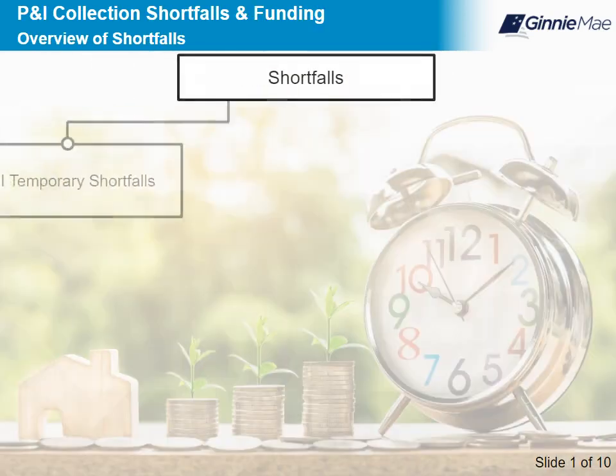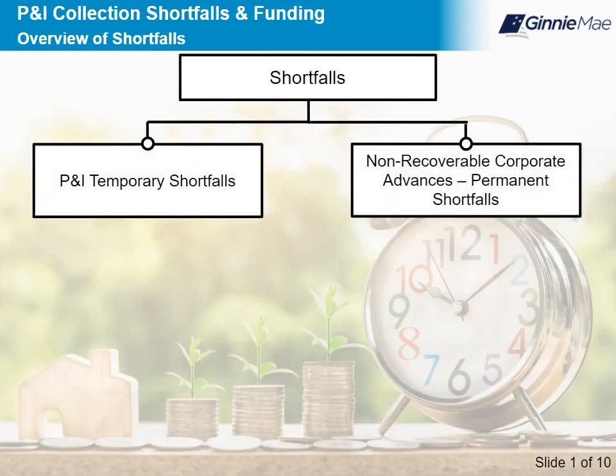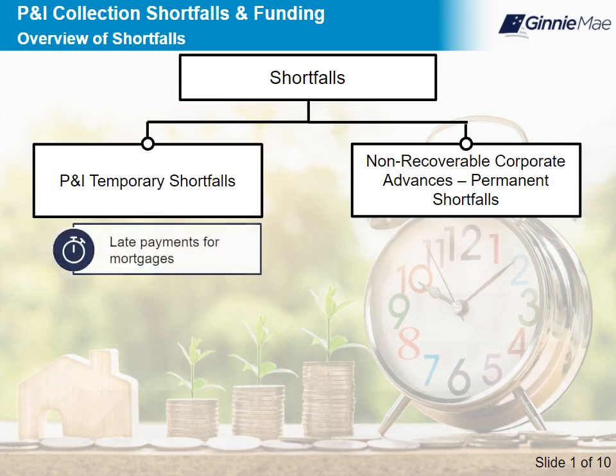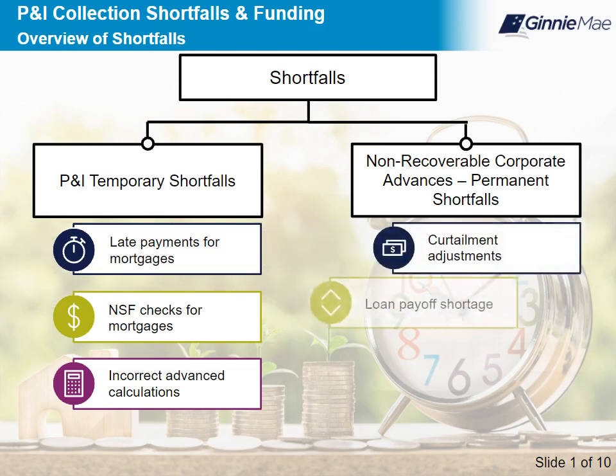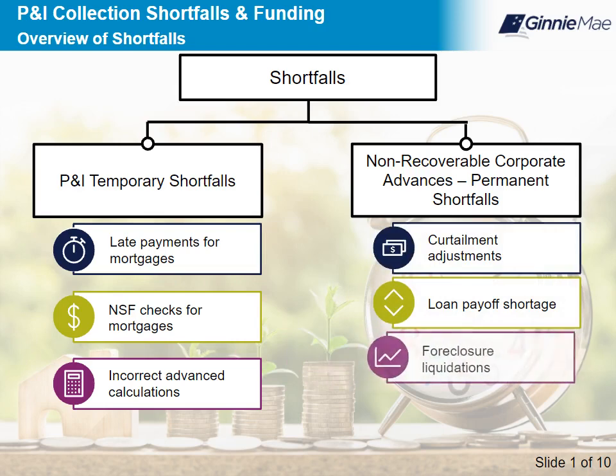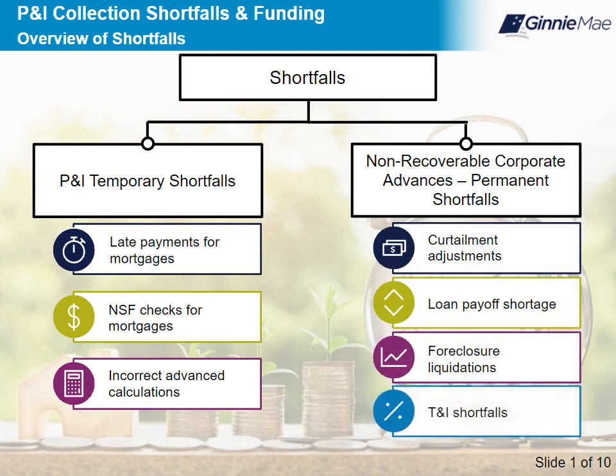Shortfalls can be temporary or permanent. There are different methods for funding P&I shortfalls. P&I temporary shortfalls can be caused by the following: late payments for mortgages, NSF checks for mortgages, and incorrect advanced calculations. Non-recoverable corporate advances permanent shortfalls are caused by the following: curtailment adjustments, loan payoff shortage, foreclosure liquidations, and T&I shortfalls.